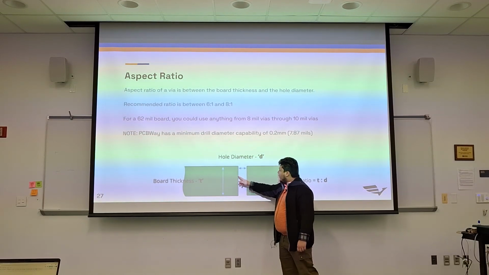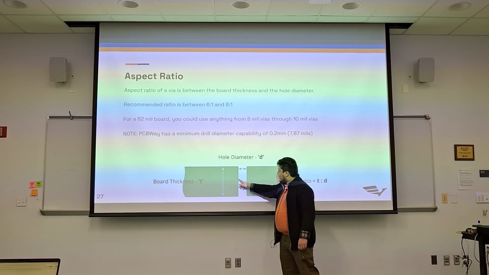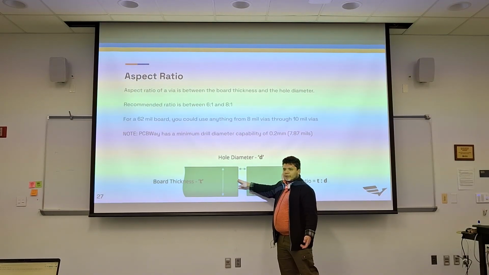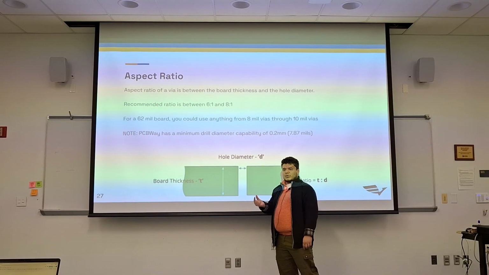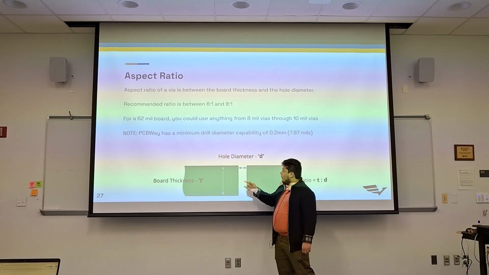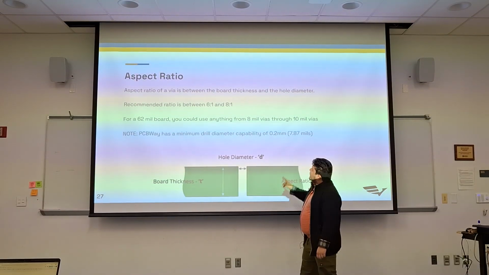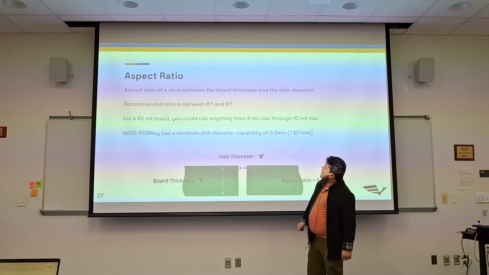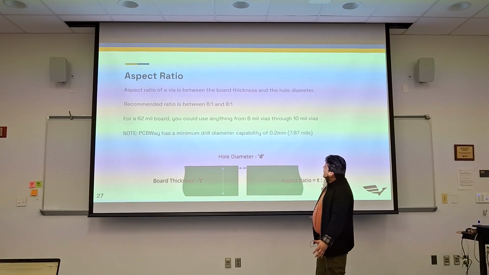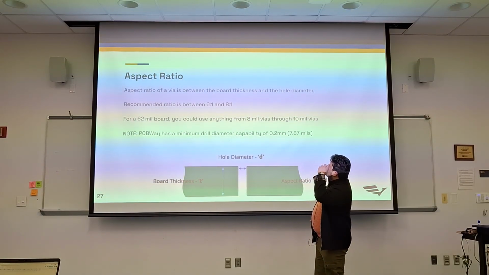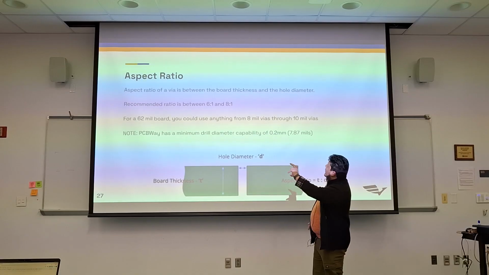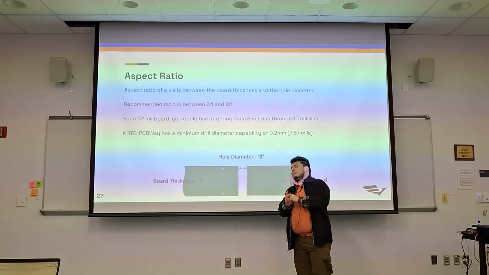Because if you have a break here, then your via, you might have a hole, but you don't have a complete connection. You might have an open circuit here because your via was too small. And we don't want that, right? We want a nice solid connection. And so that's where we get aspect ratio. So aspect ratio is basically the ratio between the board thickness and the hole diameter, right?